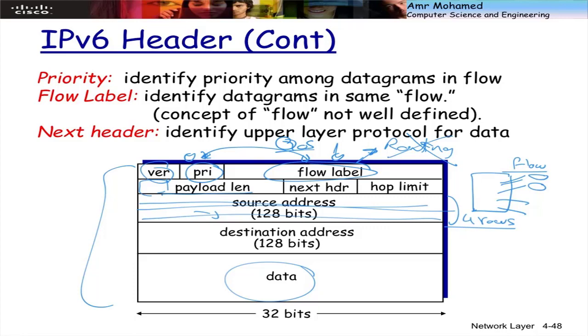So the payload length, and the next header is in fact the protocol field in IP version 4. So they renamed it for a purpose that we'll talk about in a minute. And as I said, TTL has been renamed to hop count. And other than this, as you can see, no fragment offset, no identifier, no flag, no checksum, no options. All of these have been removed.